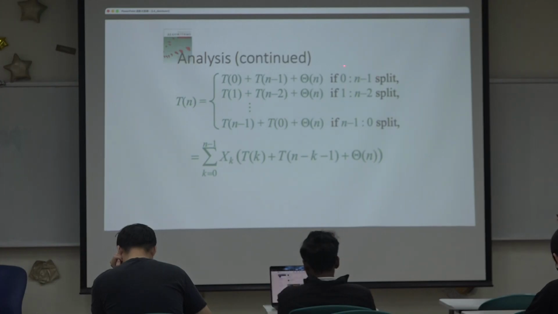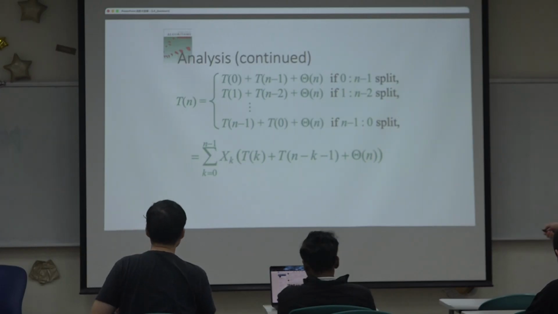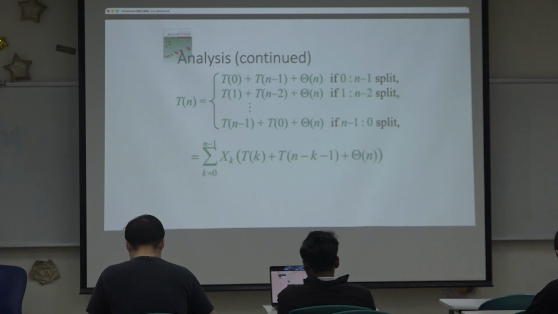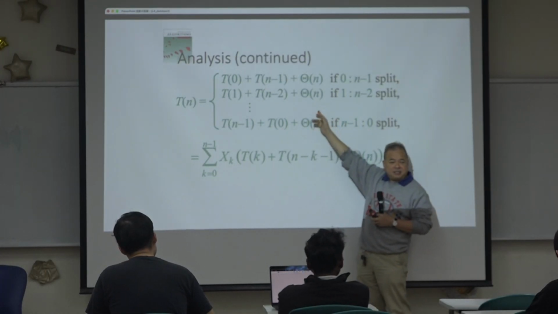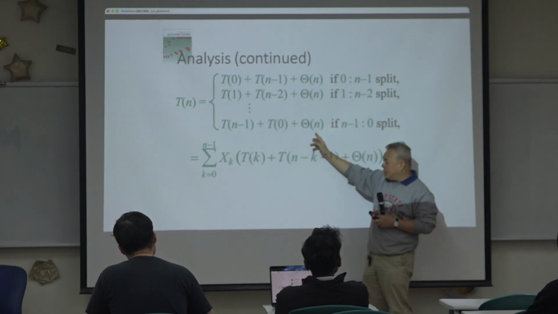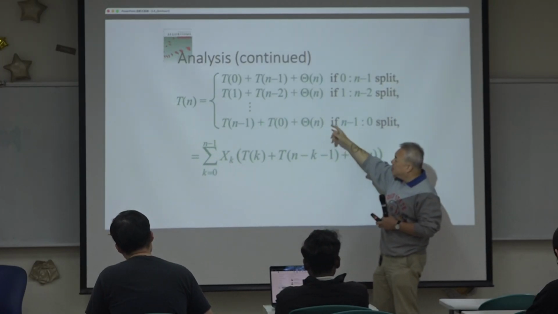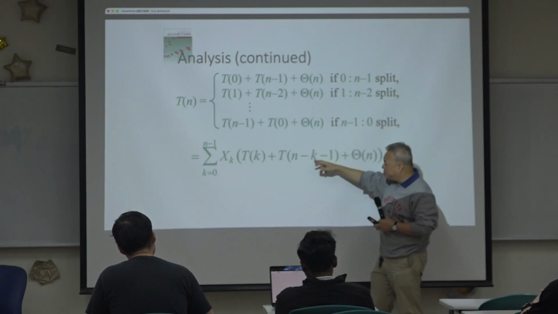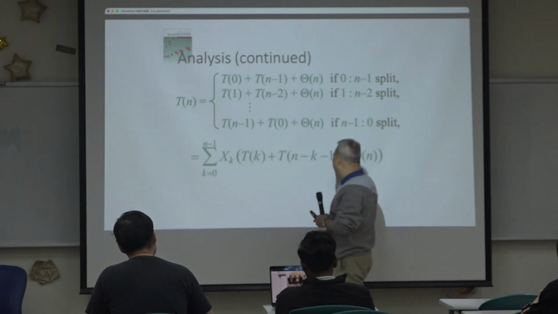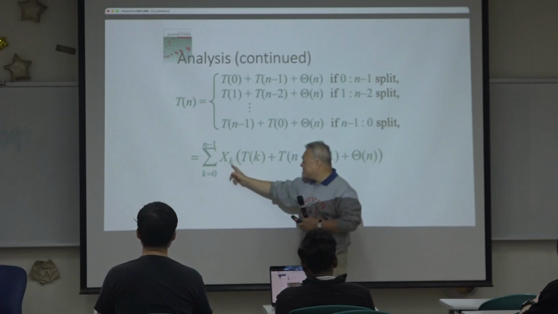And your T of n could be this one if it's a 0, n minus 1 split. It could be this one if it's a 1, n minus 2 split, and so on. It could be T of n minus 1 plus T of 0 if it's an n minus 1, 0 split. So T of n could be any of these cases. For each of these cases to happen, you have to multiply by the indicator Xk.